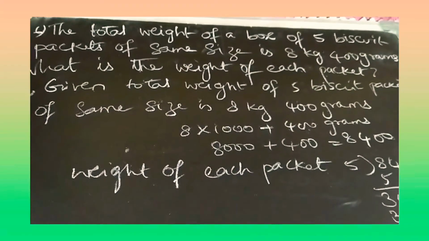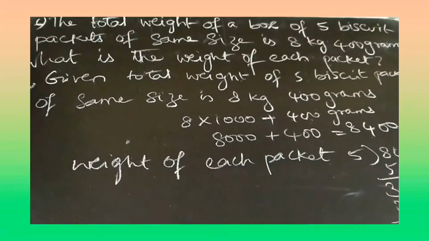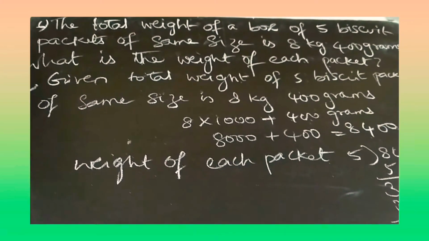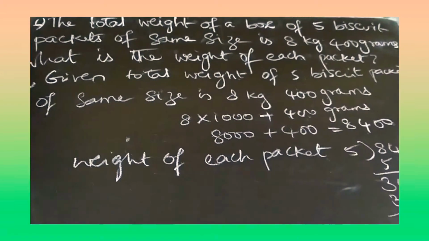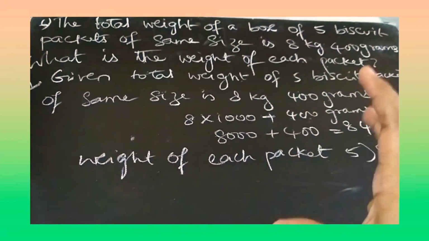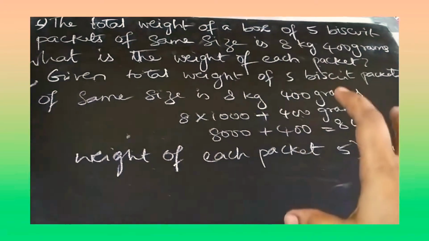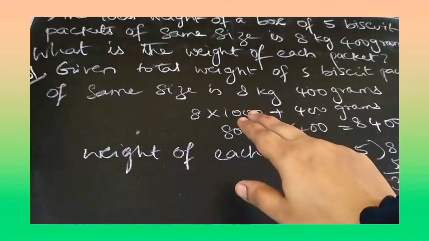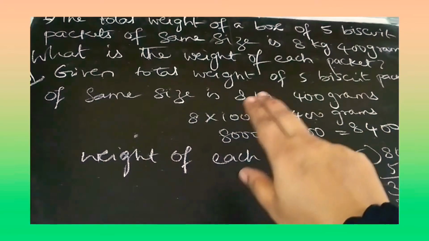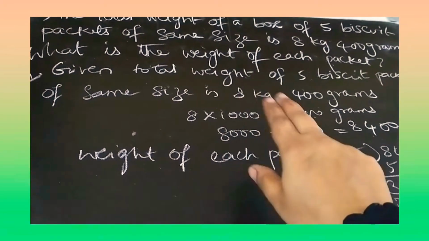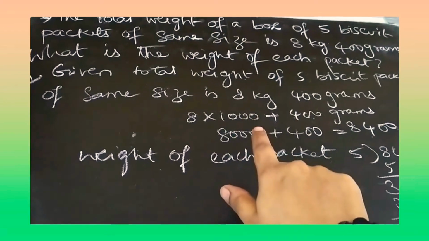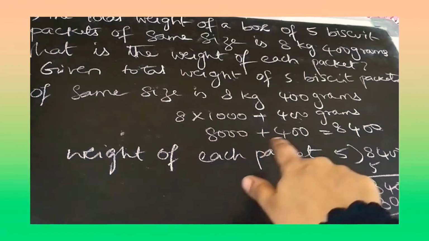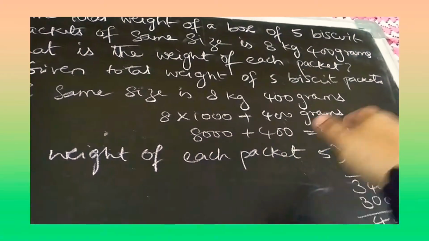Now the sixth problem: the total weight of a box of 5 biscuit packets of the same size is 8 kg 400 grams. What is the weight of each packet? So given, the total weight of 5 biscuit packets of the same size is 8 kg 400 grams. So we have to convert this kg into grams. Here 400 grams are given. So we have to convert this 8 kg into grams. What we have to do? 8 into 1000 grams. 8 into 1000 plus 400 grams. 8 into 1000 is 8000. 8000 plus 400 grams means it is 8400 grams.